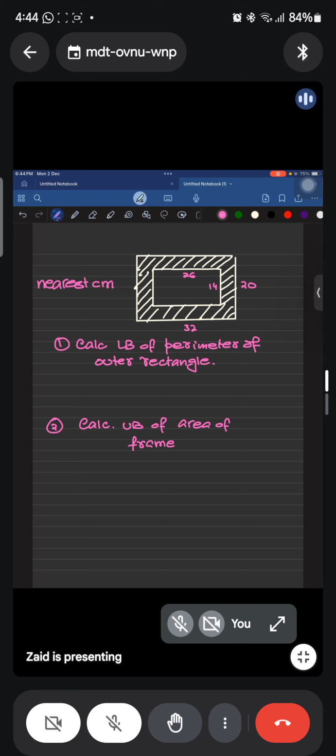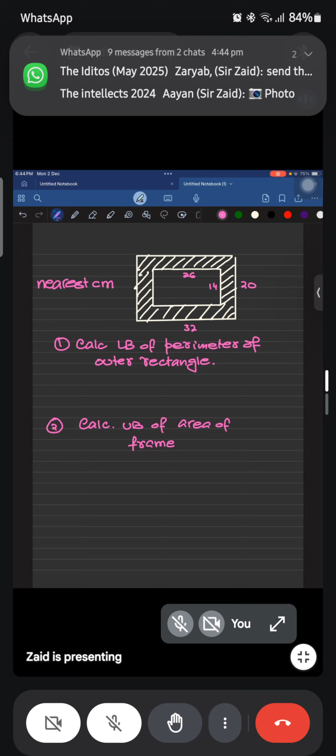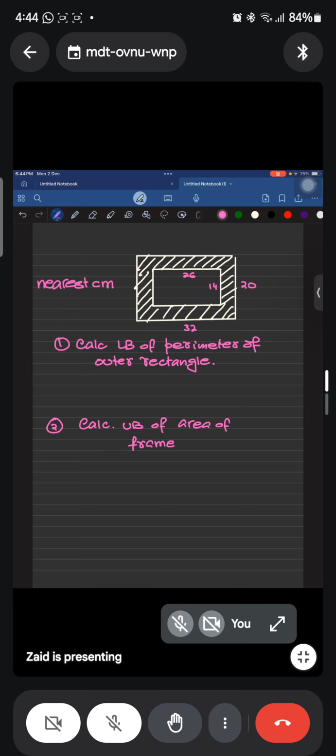Now the second question is for 3 marks. I'm supposed to find the upper bound of the area of the frame. The frame is like the shaded area, right? You first find the total area, then you find the area of the outer rectangle, then you subtract the two of them to get the area of the shaded area. Or you find the area of the outer rectangle and the inner rectangle and then subtract them. Yes, you can also do that. But we have to find the upper bound of the area of the frame. So what are we going to do?